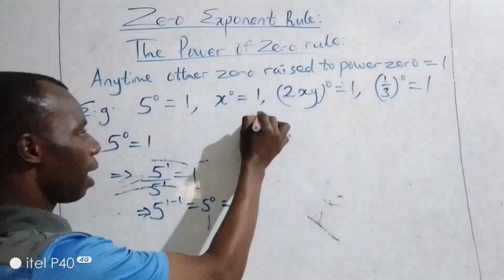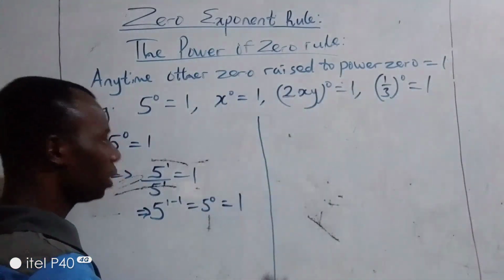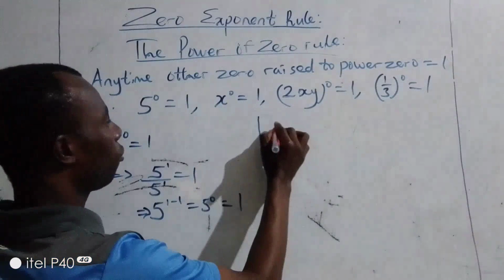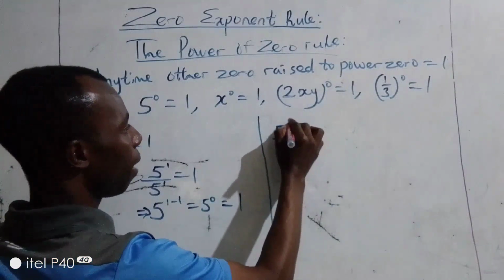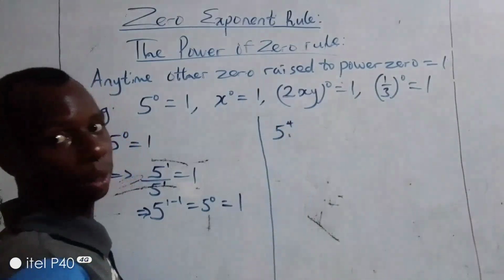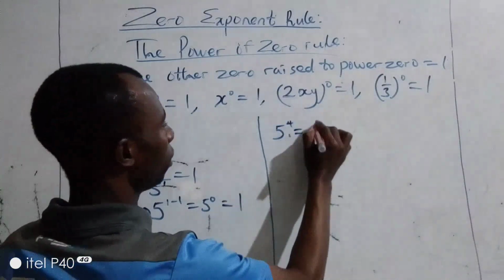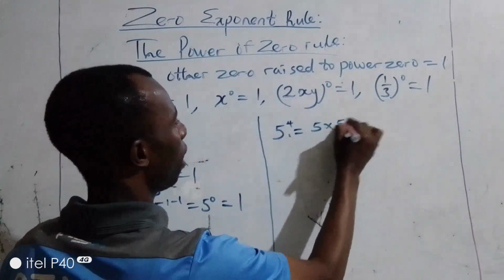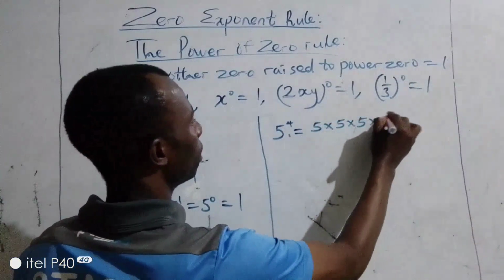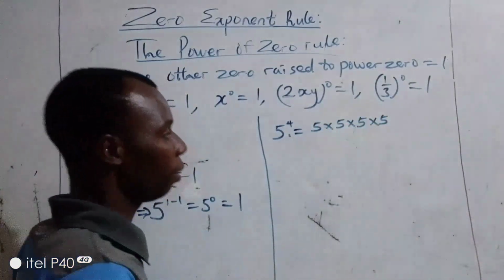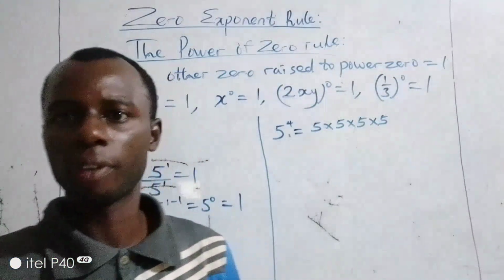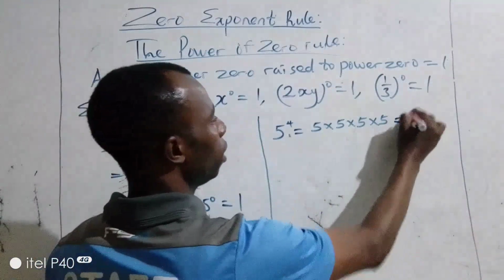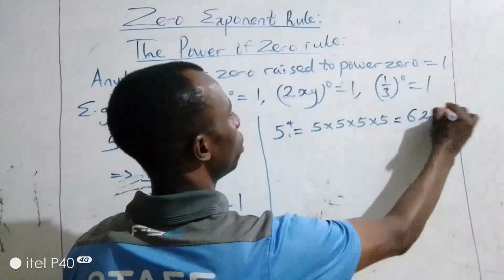There's another way I can also prove this. Now, if I have 5 raised to power, let's say, 4, for instance, what does it give me? 5 times 5 times 5 times 5. 5 times 5 is 25. 25 times 5 is 125. And 125 times 5 is 625. So it gives me 625.